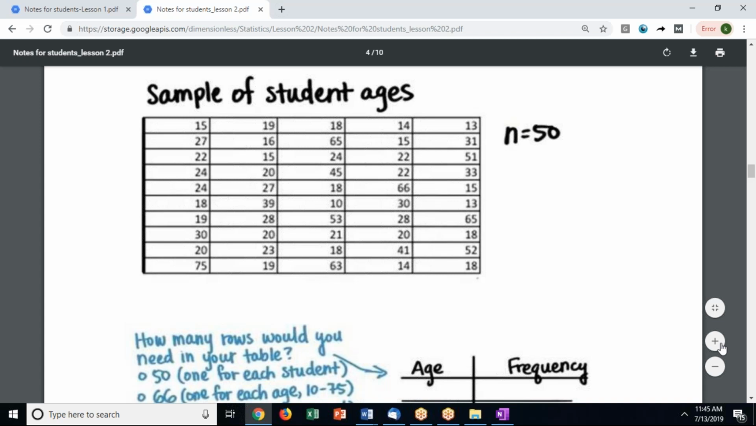So for these 50 people, if I want to represent this in the form of a frequency table, how many rows do you think you would need?